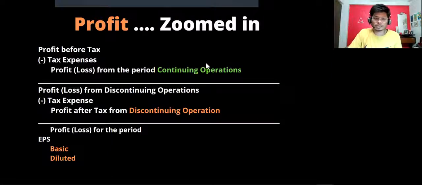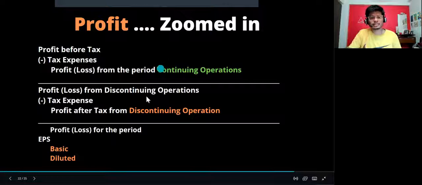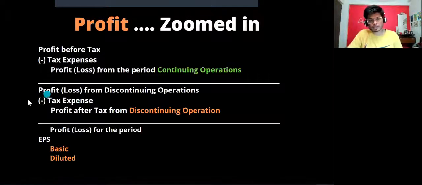Those are continuing businesses. And any businesses that are being discontinued, profit from those items minus taxes, or profit after tax. So it's the same thing, it's just that discontinued operations and continued operations have been separated. That's the entire thing. And then if you add the profit and loss from continuing and discontinuing business, you get to this one.